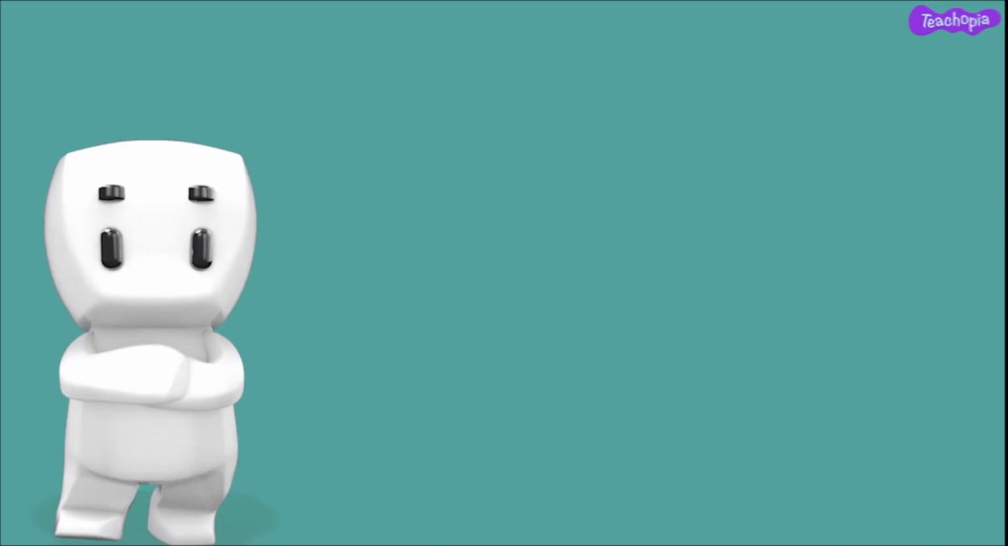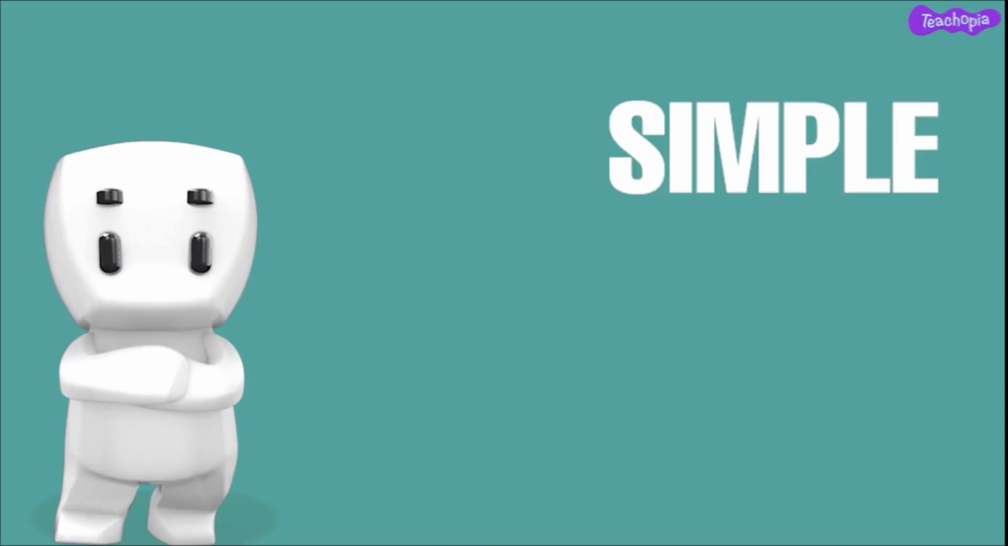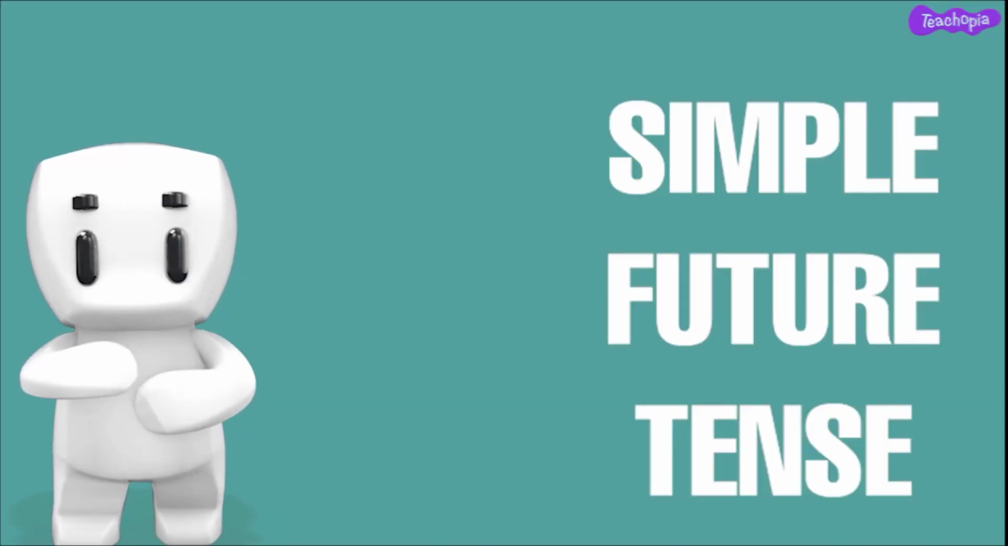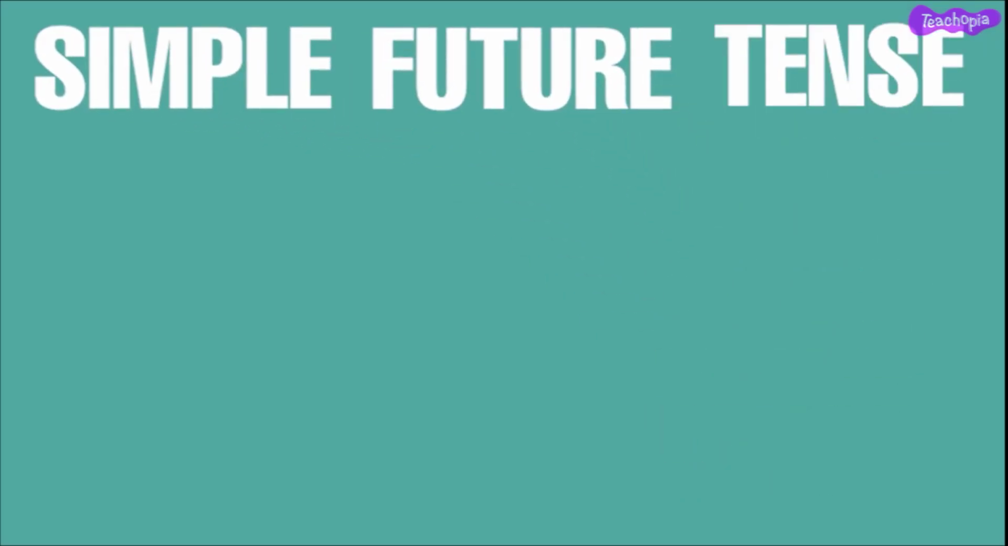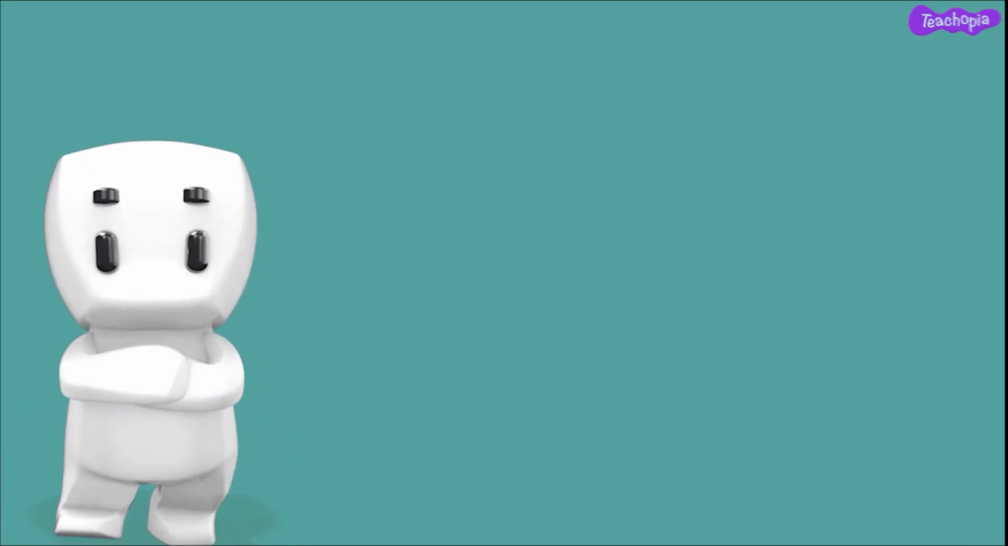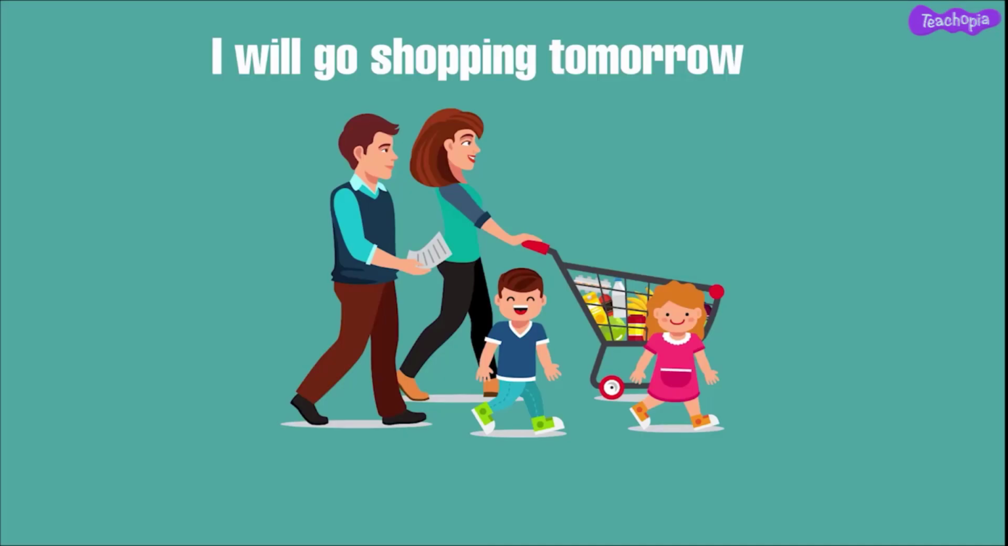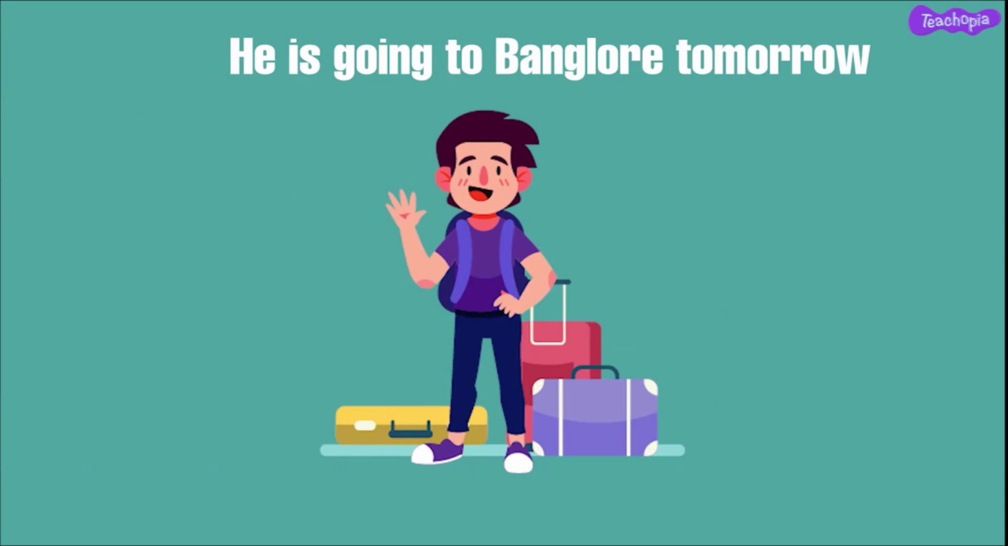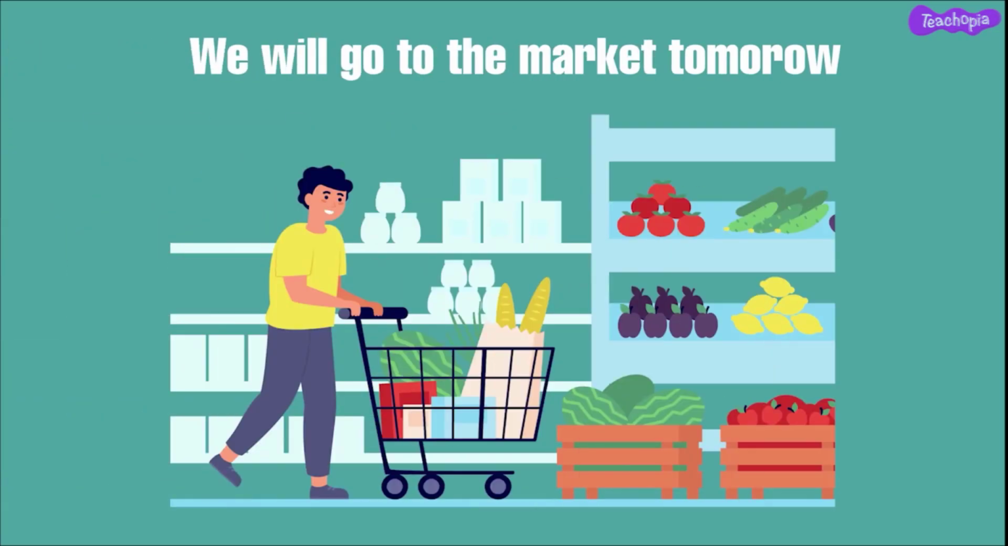And finally, we have simple future tense. Simple future tense tells us about actions that are going to happen in the future. For example, I will go shopping tomorrow. He is going to Bangalore tomorrow. We will go to the market tomorrow.